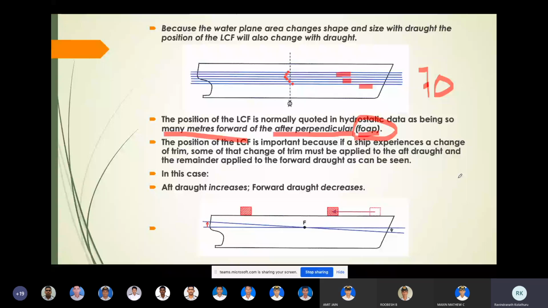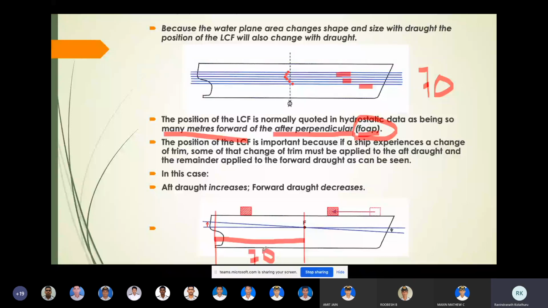Supposing this is my aft perpendicular. When I say my LCF is 70 meters FOAP, it means from the aft perpendicular, my LCF position is 70 meters. That is up to this, the distance is 70 meters. That is what LCF means. When you take it in the draft table, if it is given as 72 at 3 meters, it means the distance from the aft perpendicular to where the flotation is, where the value of F is. It is this position of F which determines how the vessel will trim.